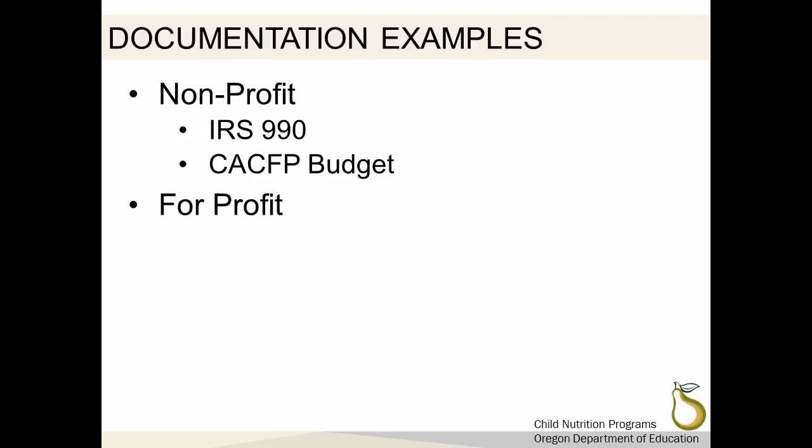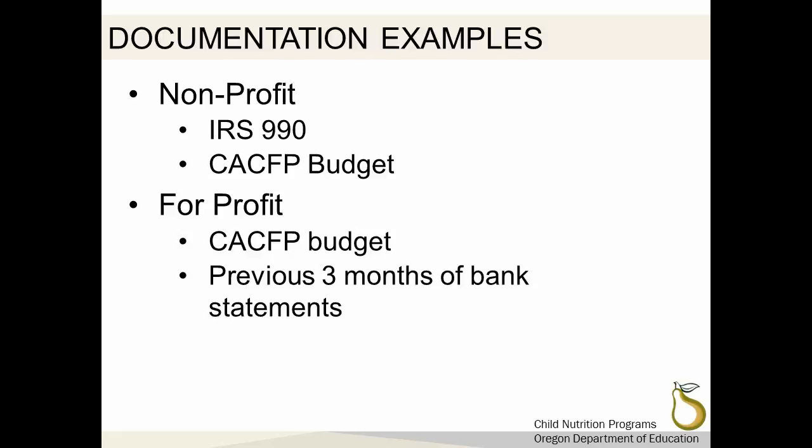Another example of how ODE-CNP will determine financial viability for a for-profit business is through the review of the CACFP budget and monthly bank statements for the previous 3 months. Some of the items reviewed on the bank statement include if the amount of the withdrawals is greater than funds deposited, and if there are any overdraft or insufficient fund charges.